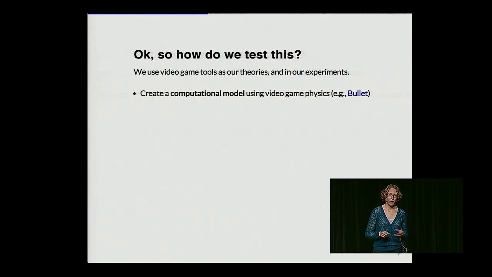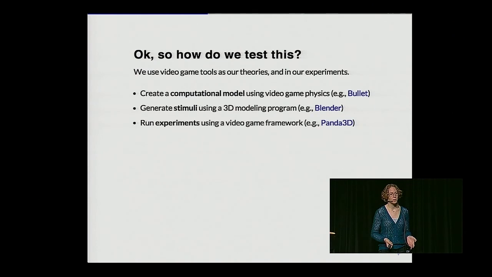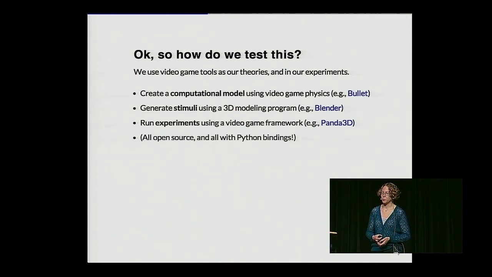First, we can create a computational model, and we do that using a video game physics engine, for example, Bullet. Then we can generate stimuli to test our model and also people using a 3D modeling program like Blender. And then we can run experiments using a video game framework like Panda 3D. And all three of these tools that I mentioned are open source. They all have Python bindings, so they fit really nicely together. They work really well together.